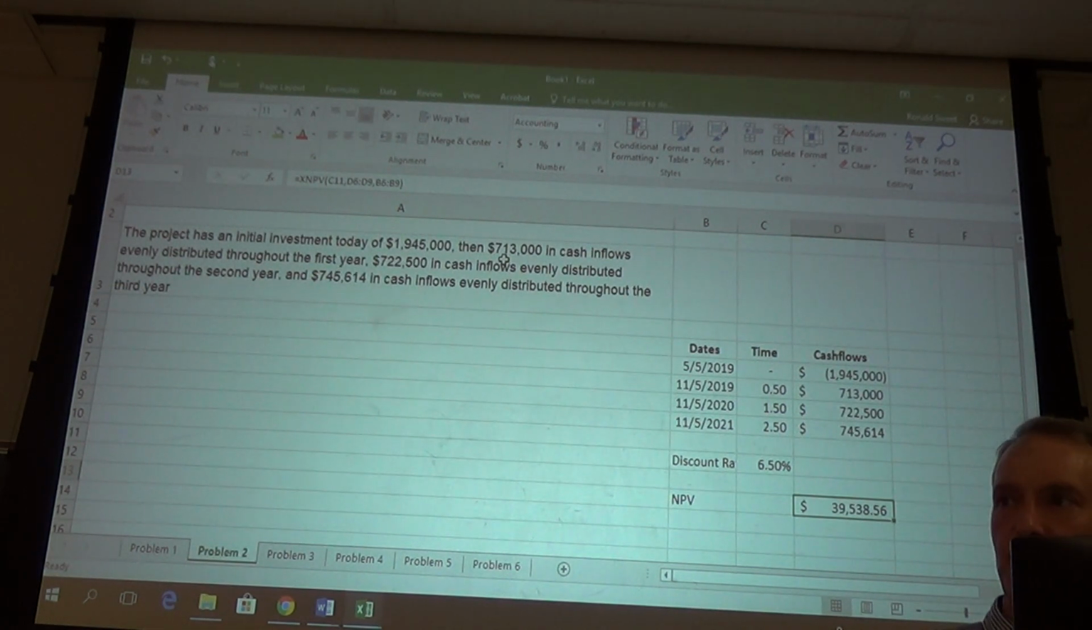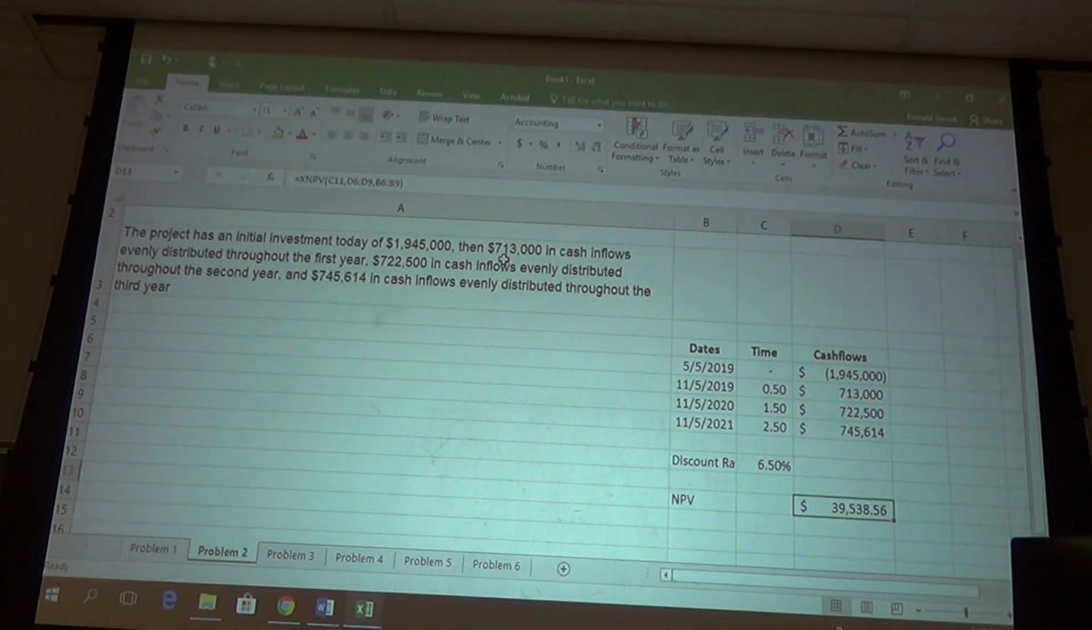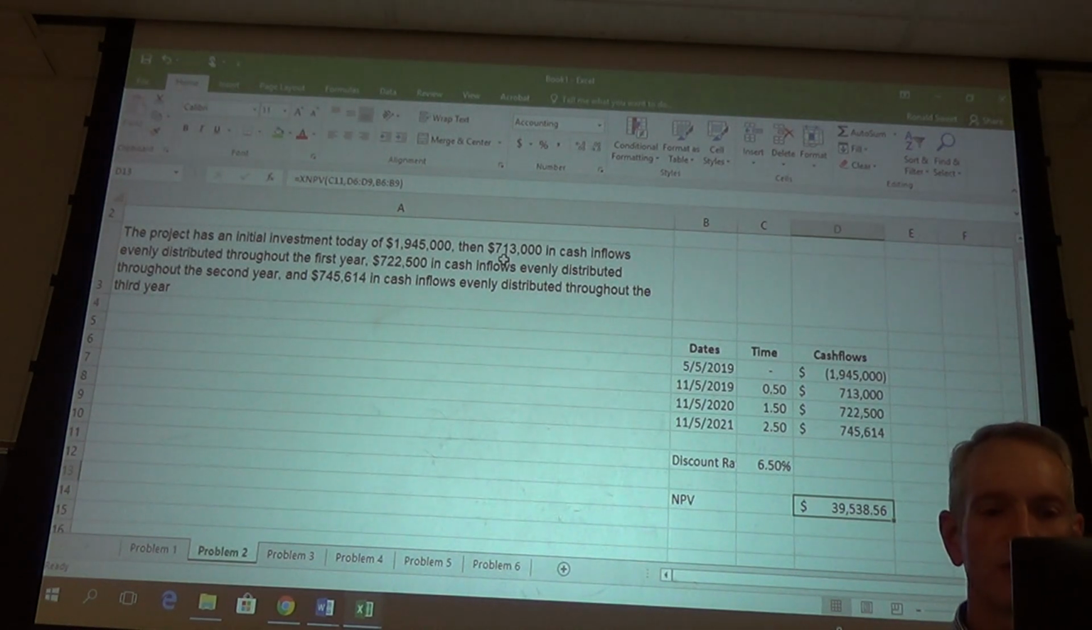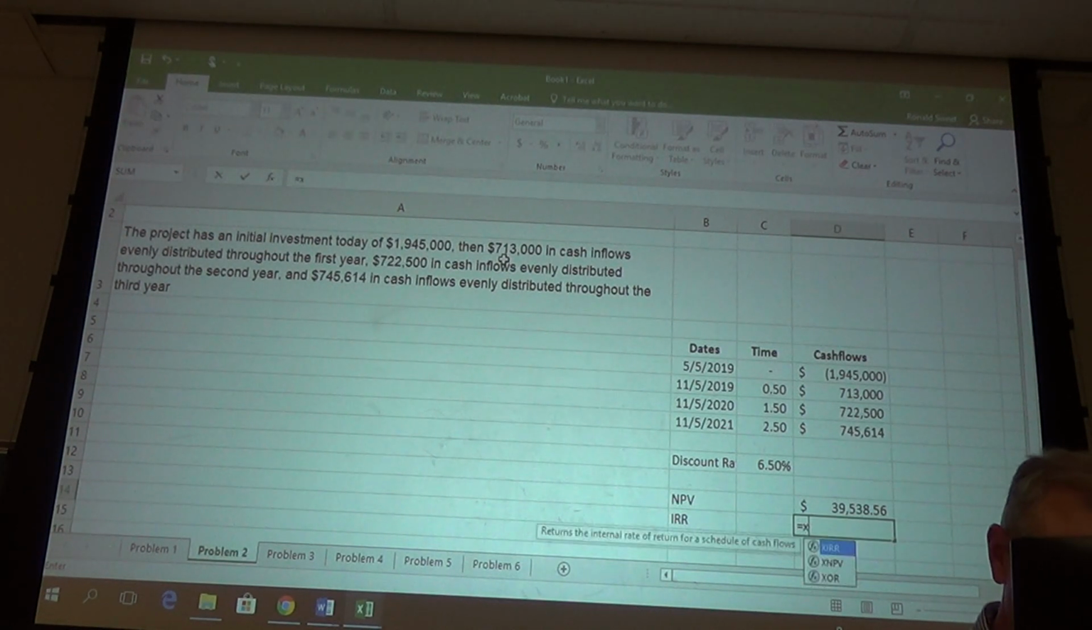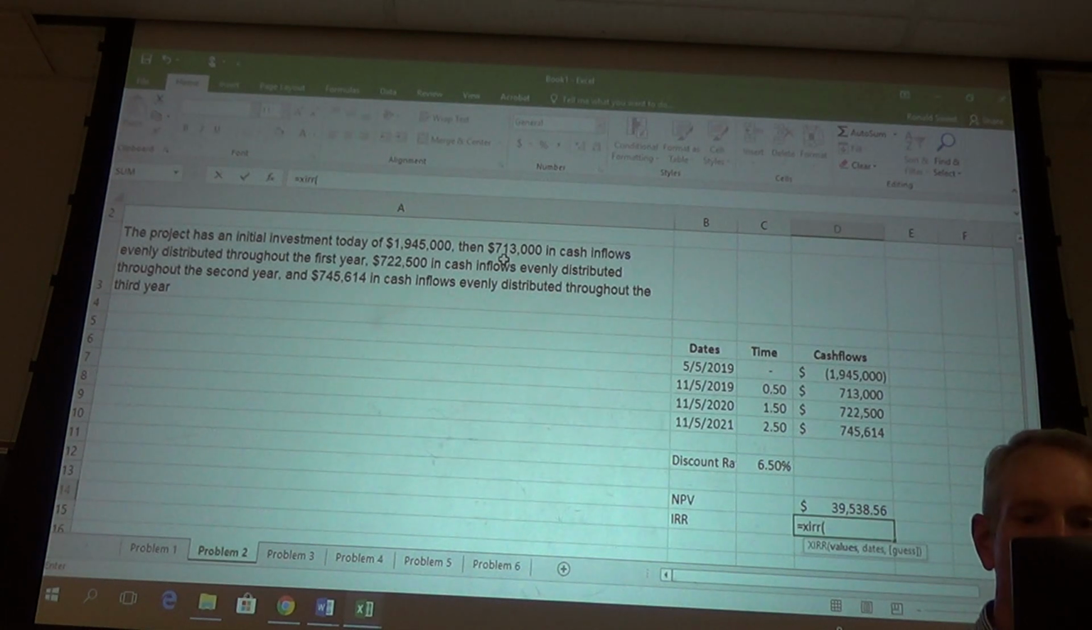But one of the reasons my devious self makes you do that discounted payback is you do have to set up the present value. I force you to do it anyway. So I'm not a big fan of payback, but at least it forces you to do that. Then the IRR, the same thing. Equal XIRR. You do the values. You do the dates.